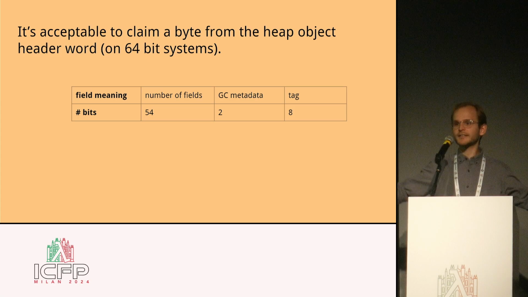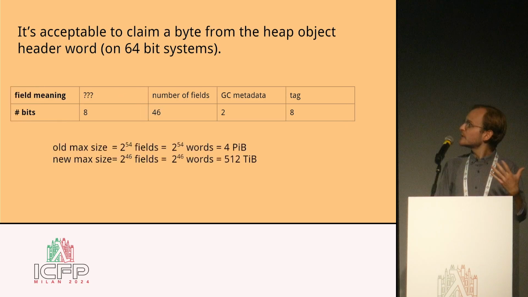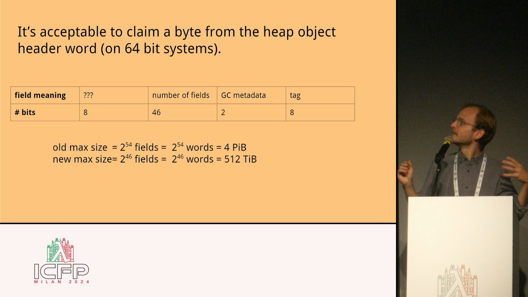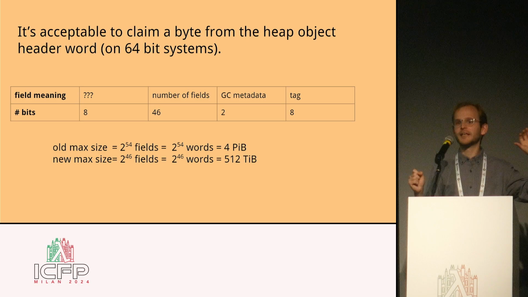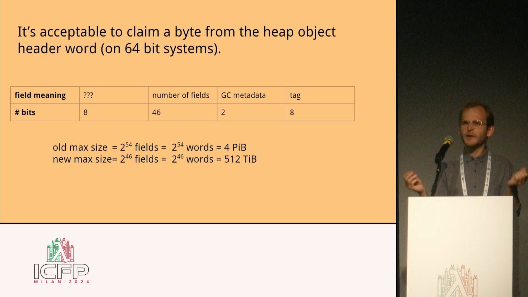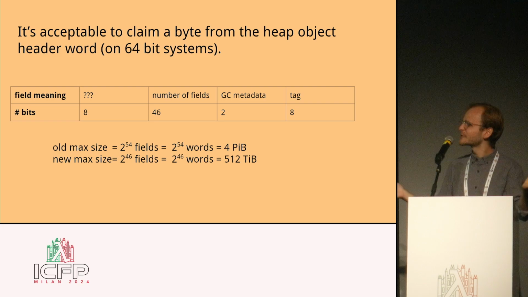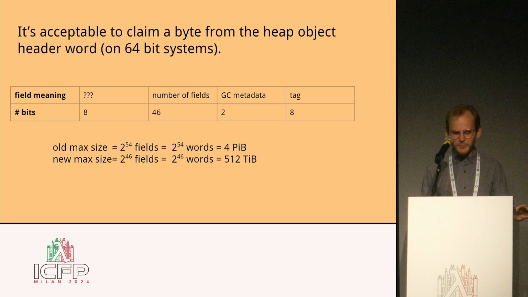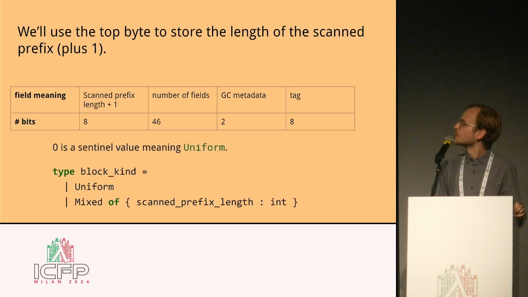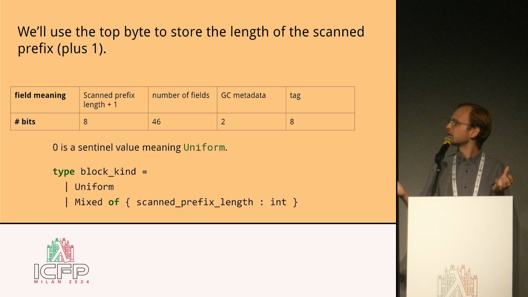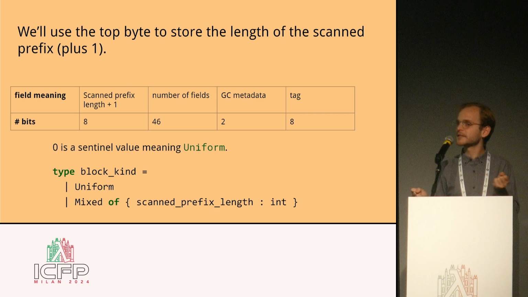So if we steal 1 byte from that, we reduce the expressible size of OCaml values from 4 petabytes to 512 terabytes. With either of these, the runtime system would have quite a bit of trouble even initializing the value in the first place, so this is clearly just fine. The thing that we will use this byte that we've stolen for is to encode the length of the scan prefix plus 1. The only reason we do the plus 1 is so that we can use 0 as a sentinel value, meaning that the block is uniform. This is the backwards compatible meaning where either all fields are scanned or none are.